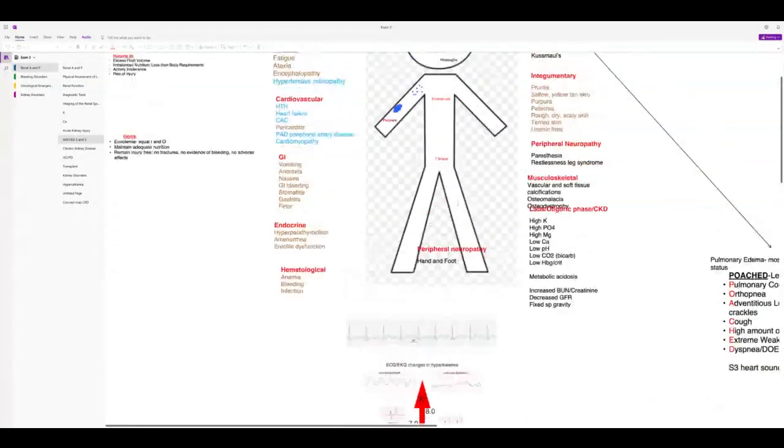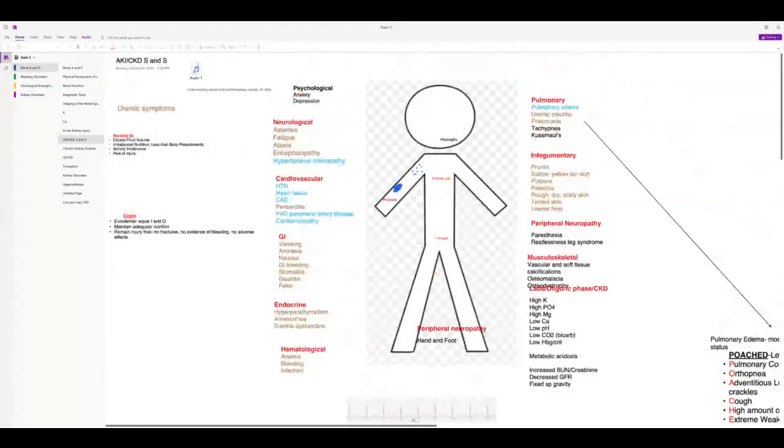Pulmonary edema, uremic pleuritis. So remember, uremia is toxic to serous membranes. They're going to have pneumonia, tachypnea, and hyperpnea. Hyperpnea means a deep respiration. If they're breathing fast and deep, we call that Kussmaul's respirations, and they're going to have some form of metabolic acidosis, either partial or fully compensated.